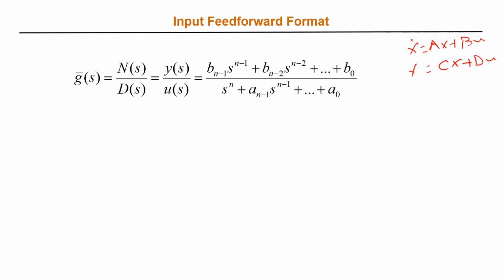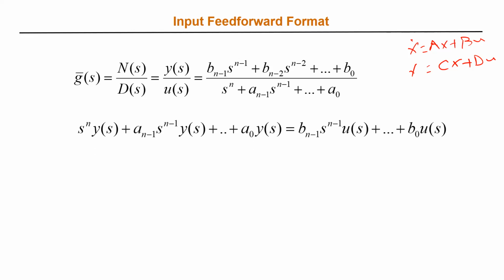What we want to do here is cross multiply. Simply cross multiply: multiply the y by the denominator and u by the numerator. Any question here?